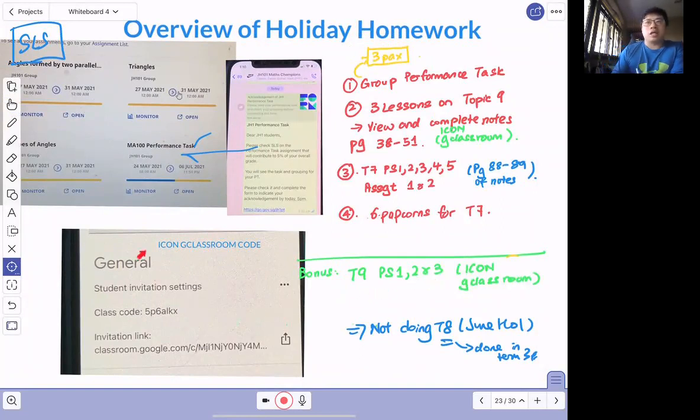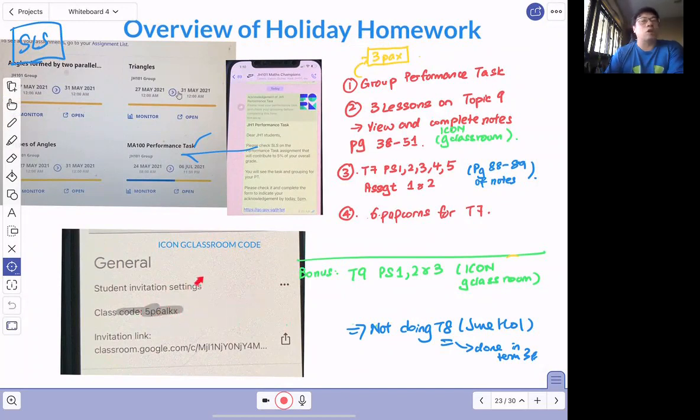So in case you are not aware, for term 3 onwards, we'll be going into Icon. So make sure that you enter the Icon G Classroom. We'll be transiting to the Icon G Classroom. Please make sure you join this classroom. Just help me to record down the code. Later on, I'll send the code again in case you still never join. Please make sure that you are paying attention and you are joining the code. Clear? Can I make sure you all join the code?